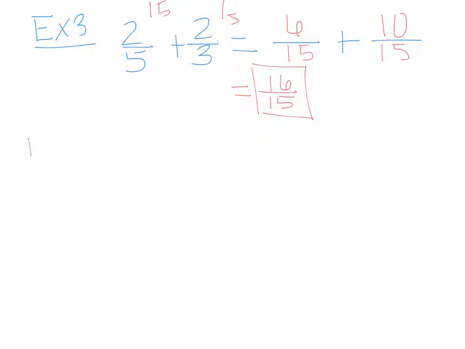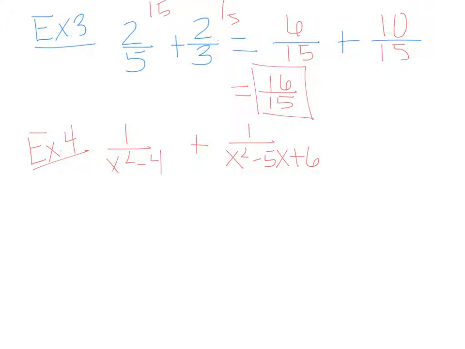Okay? Now, with example number 4. Let's go ahead and add 1 over x squared minus 4 plus 1 over x squared minus 5x plus 6. Oops, this is getting ugly. Hold on.